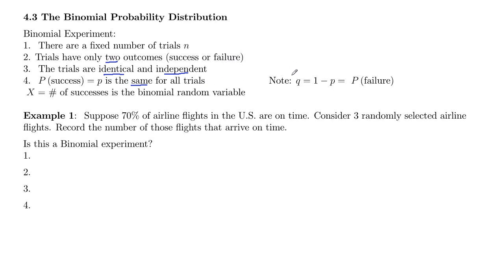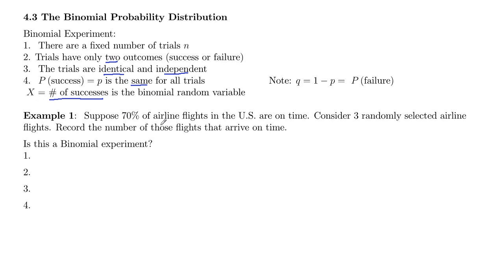And then we will sometimes also use q as the probability of a failure, and q is going to be 1 minus p because success and failure are complements. So complement probabilities have to add to 1. And our random variable capital X is going to be the number of successes, and that is a binomial random variable.